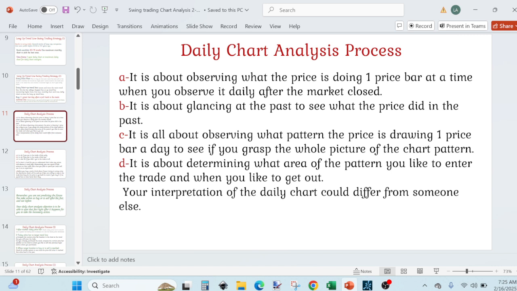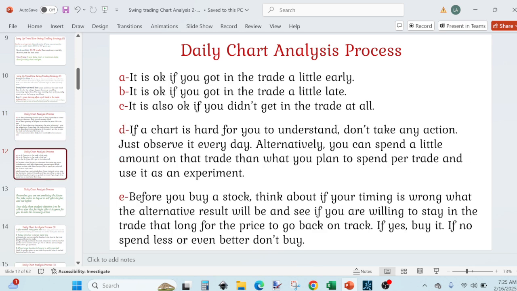So it's about determining what area of the pattern you like to enter the trade, and when you like to get out. Entering the trade just means buying some stock, and getting out just means selling it. Your interpretation of the daily chart will differ from mine. So it is okay to get in a little early, if you buy some stocks and then it turns around and goes down. That is okay. And it is okay to get in a little late as well.